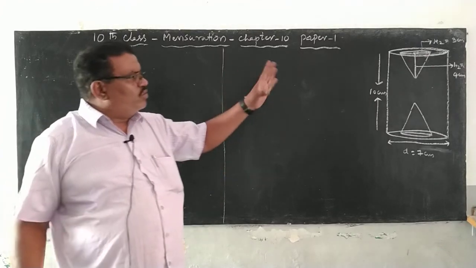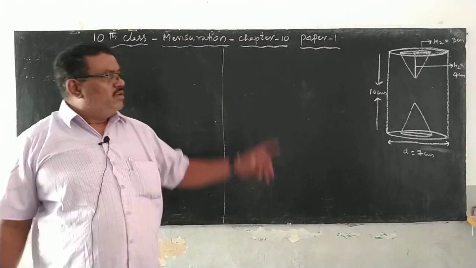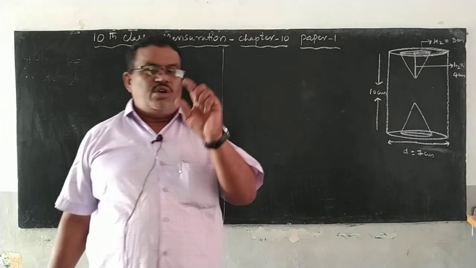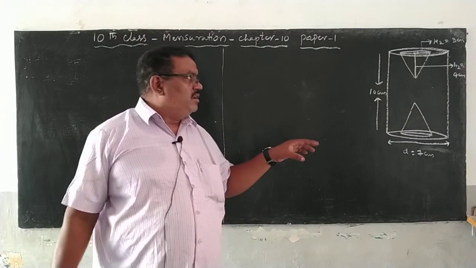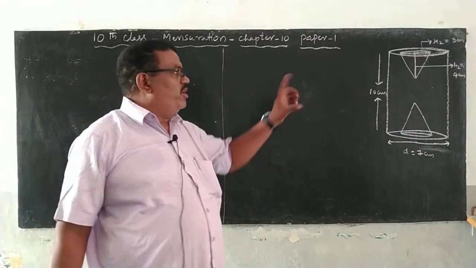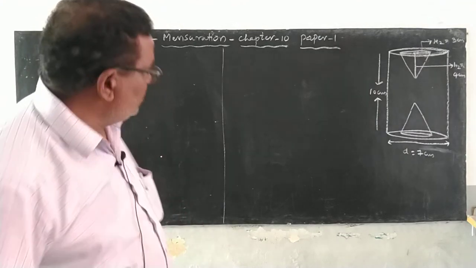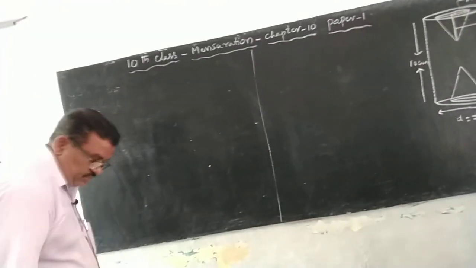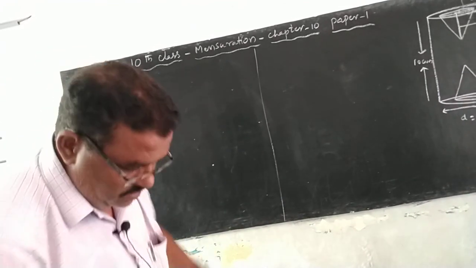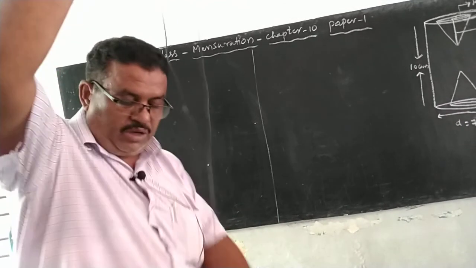So, what we have to do? Solve the problem. First of all, we need to find the volume of the cylinder. Afterwards, find the volume of two cones. Then, the volume of the remaining solid is volume of cylinder minus volume of two identical cones. Okay, children. Now, we are going to discuss the remaining problem. Let us see this one.